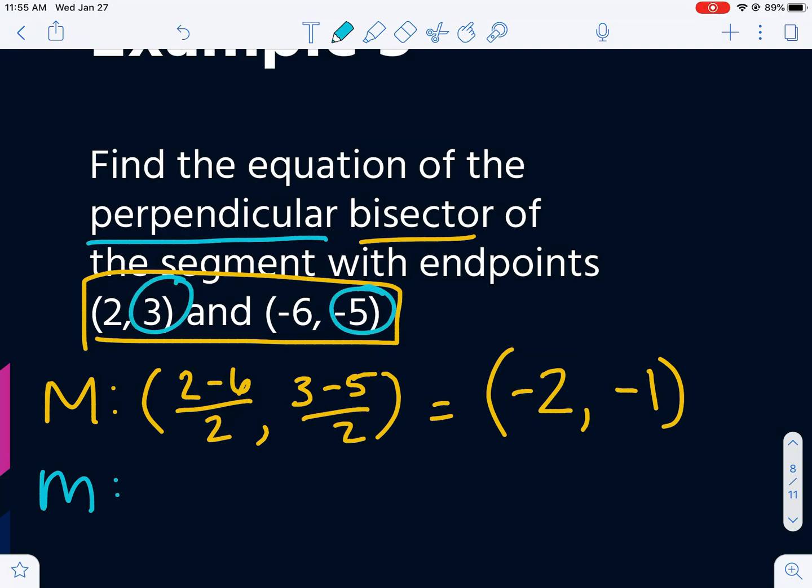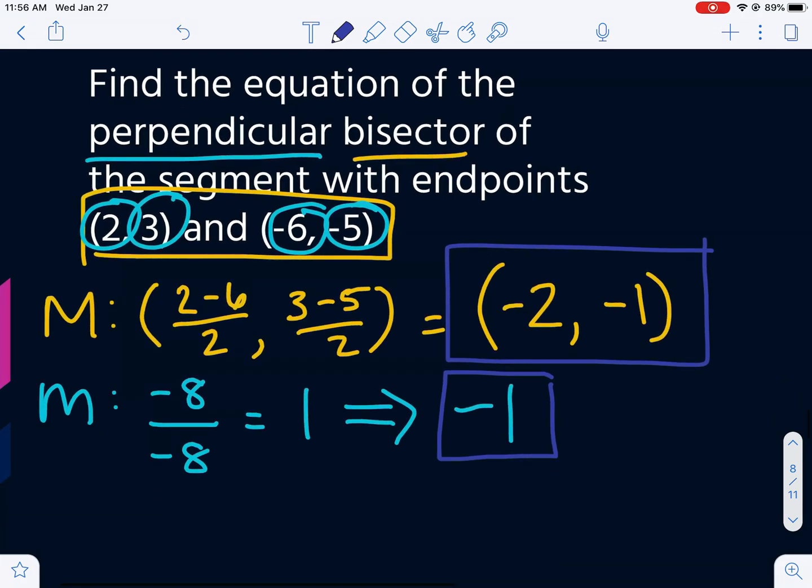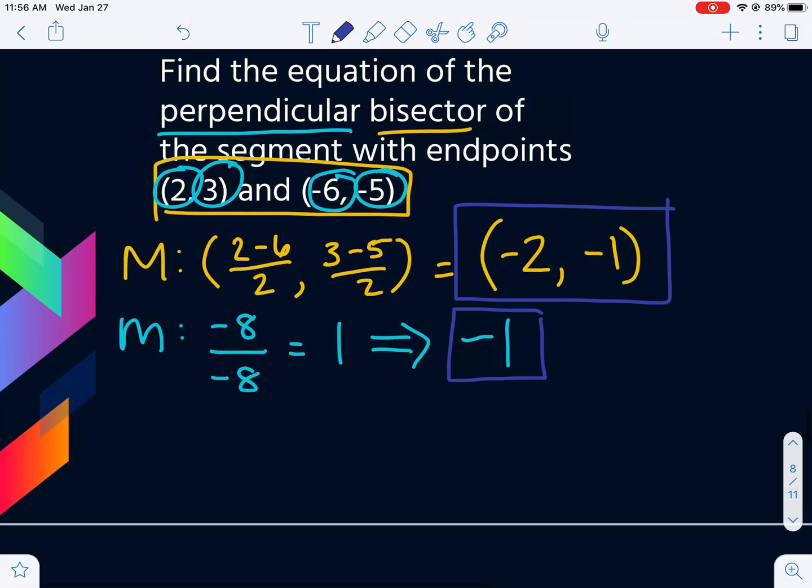My change in y is negative 8. My change in x is also negative 8. If I want a perpendicular slope, the negative reciprocal of 1 will be negative 1. So I'm using the negative reciprocal of the line segment slope, and I'm using the midpoint of that. And with those 2 pieces of information, I'm writing my equation.